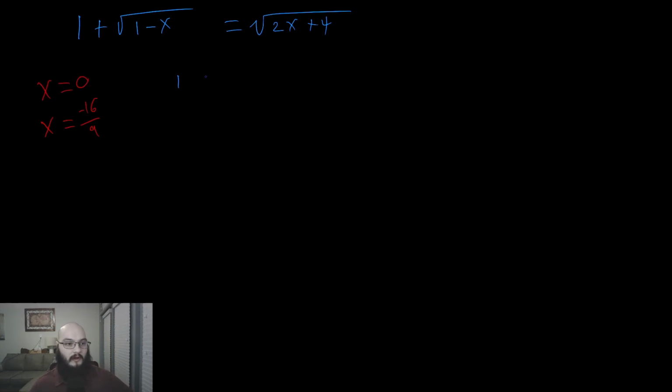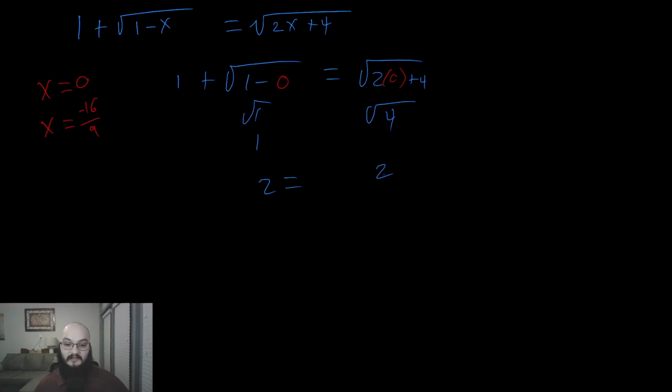We'll have 1 plus square root of 1 minus 0 is equal to the square root of 2 times 0 plus 4. And 1 minus 0 is 1. Square root of 1 is 1. 1 plus that 1 is 2. That's this side taken care of. 2 times 0 is going to be 0. 0 plus 4 is 4. The square root of 4 is indeed 2. 2 is equal to 2. Wonderful. We did it. We at least have a solution. X equals 0 is a valid solution.